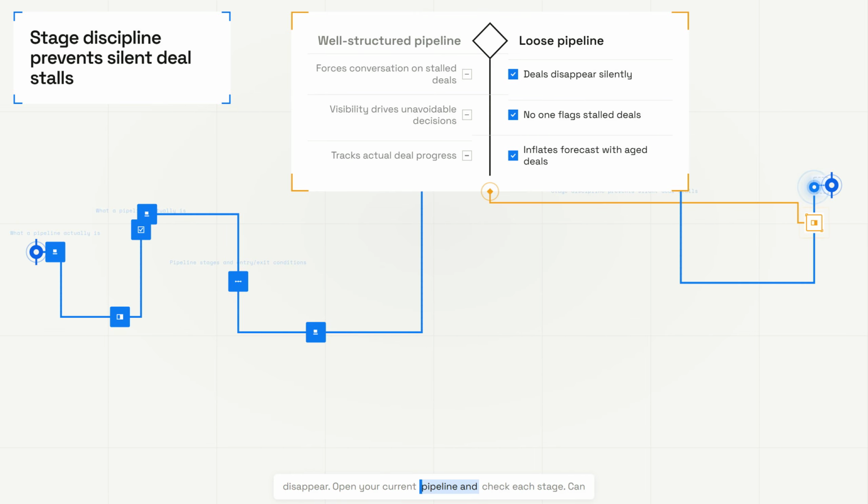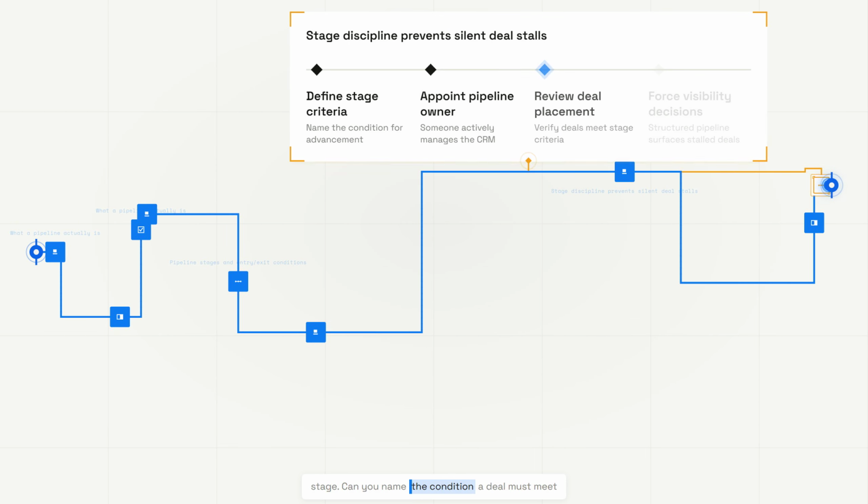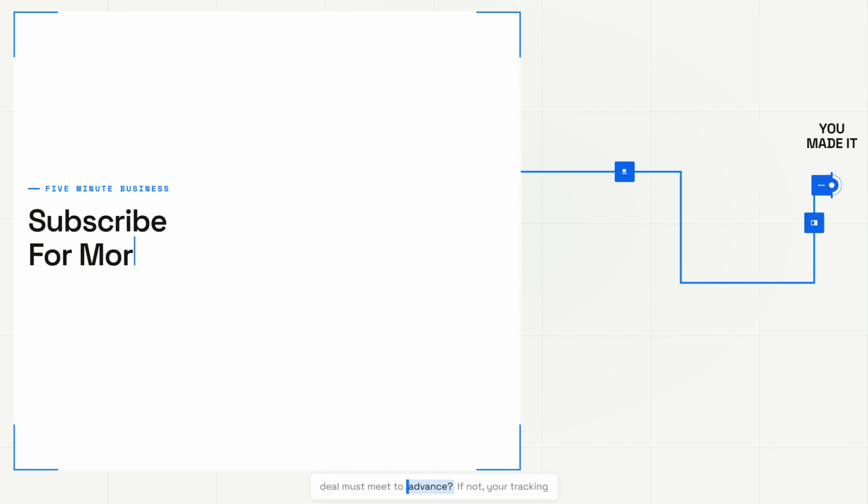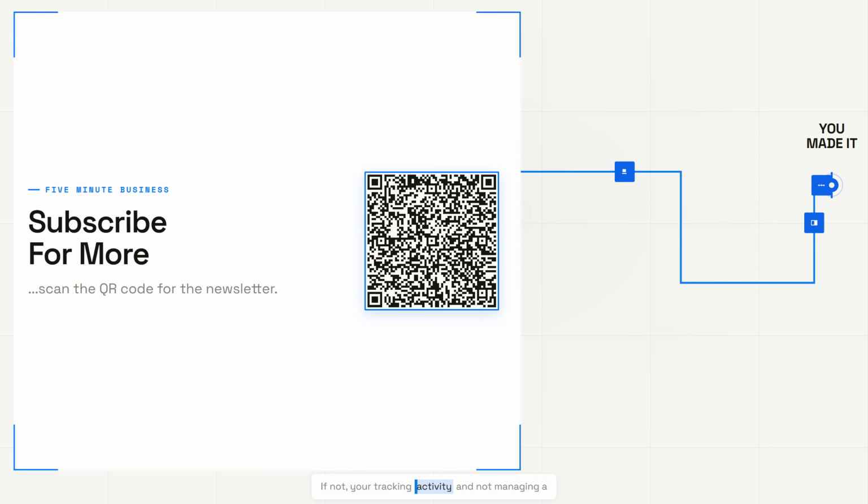Open your current pipeline and check each stage. Can you name the condition a deal must meet to advance? If not, you're tracking activity and not managing a pipeline.